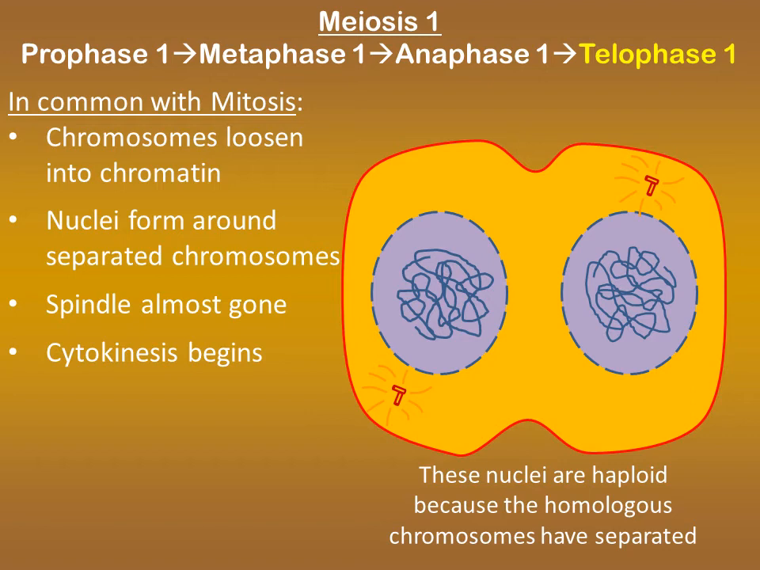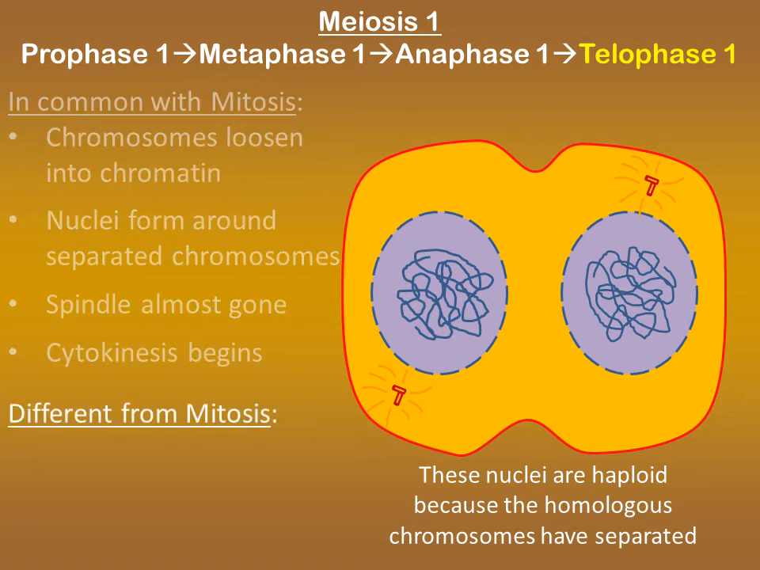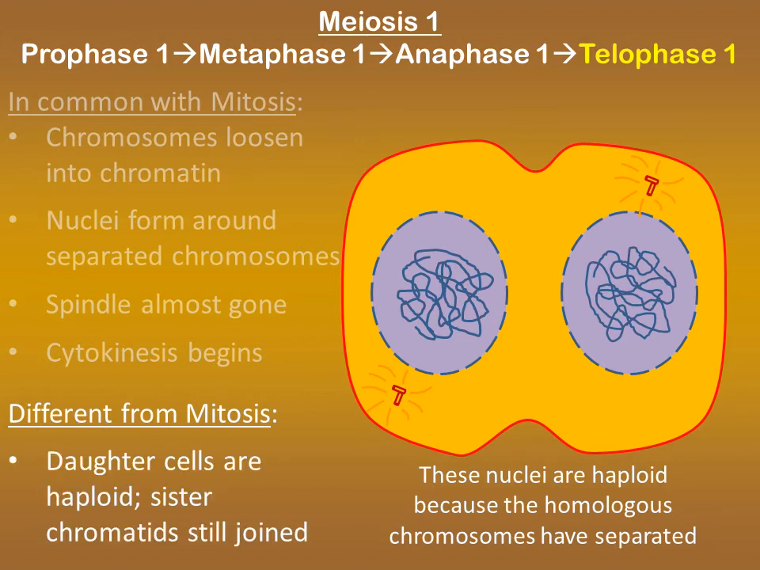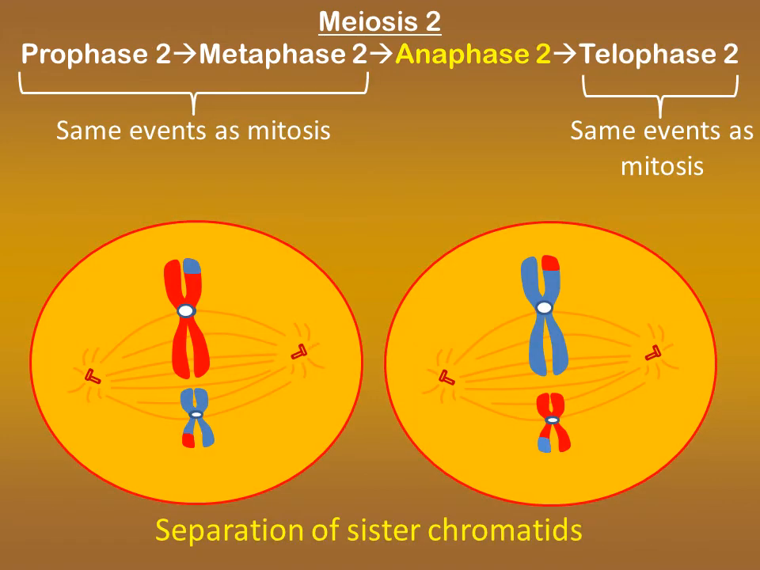However, the big difference from mitosis here is that these nuclei are haploid because each of the homologous chromosomes have been separated from each other, and therefore there's only one set of chromosomes in each nucleus. The sister chromatids, remember, are still joined together, and pulling them apart is the point of meiosis II. So after a brief intermediate period called interkinesis, the entire process starts over again. And prophase II and metaphase II are pretty much the same events as mitosis, only with half the chromosome number.